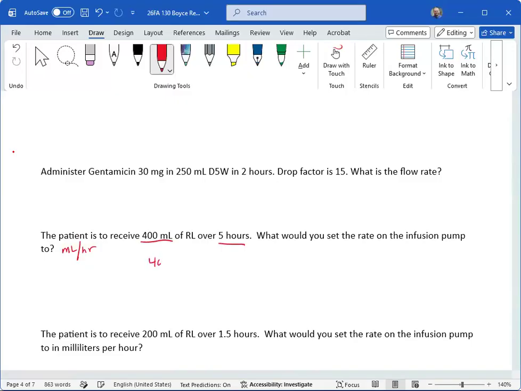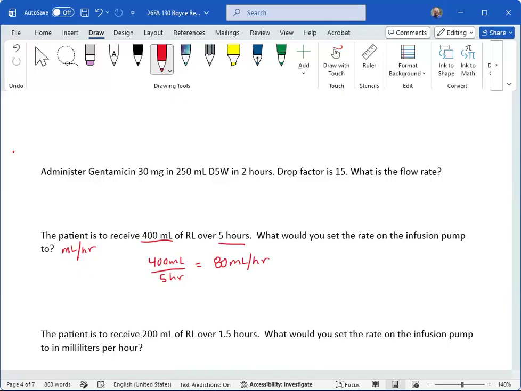I'm going to take my milliliters, put it over my hours, and then I'm going to reduce. So I'm going to take 400 divided by 5, and that'll give me 80 milliliters per hour.